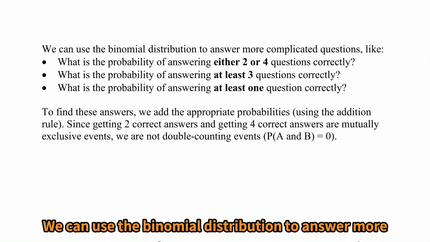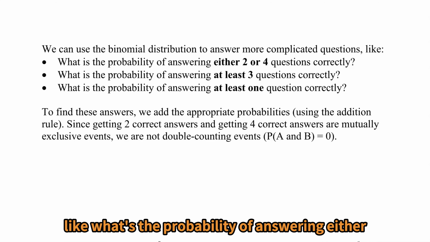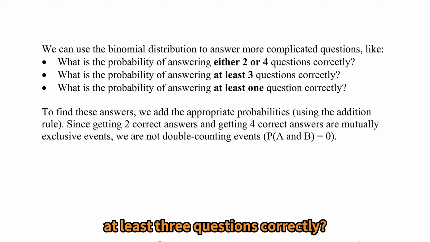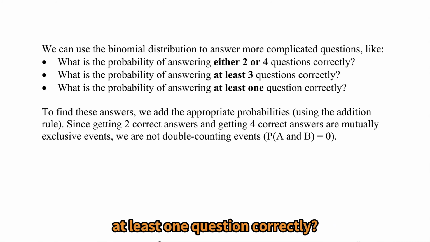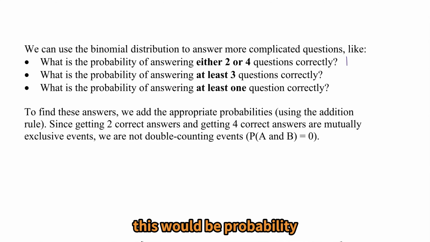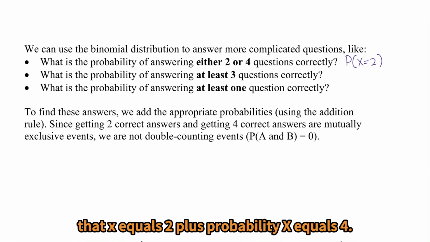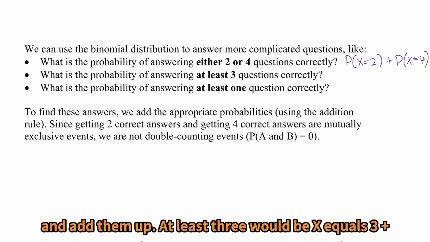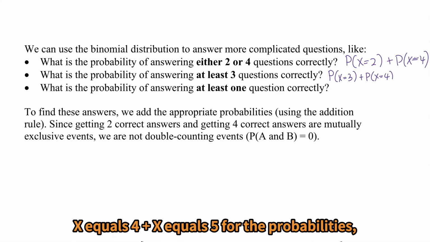We can use the binomial distribution to answer more complicated questions like, what's the probability of answering either 2 or 4 questions correctly? What's the probability of answering at least 3 questions correctly? What's the probability of answering at least 1 question correctly? Writing these out in notation, this would be probability that x equals 2 plus probability x equals 4. So we would just take the 2 and the 4 probabilities and add them up. At least 3 would be x equals 3, x equals 4, x equals 5 for the probabilities.